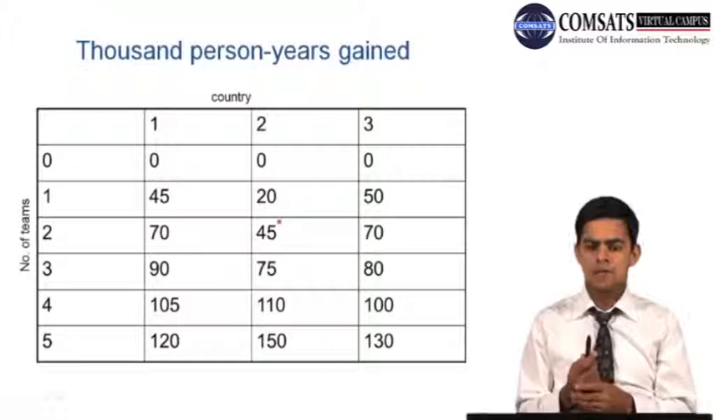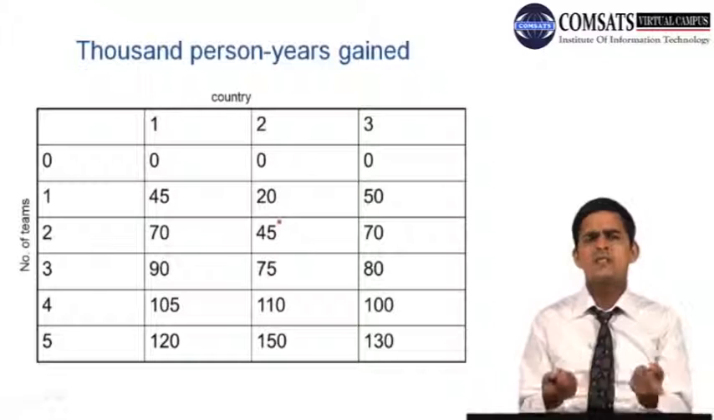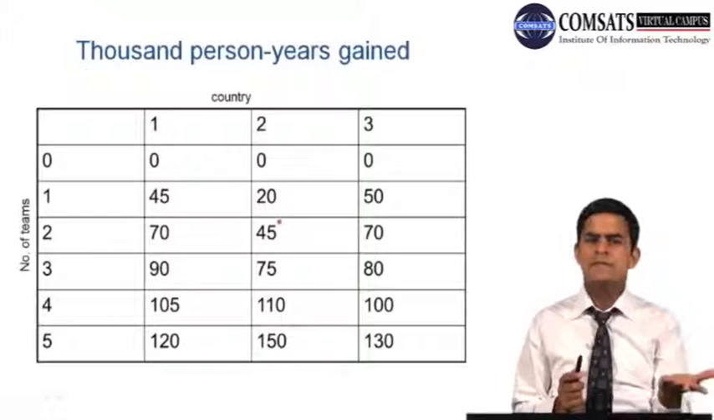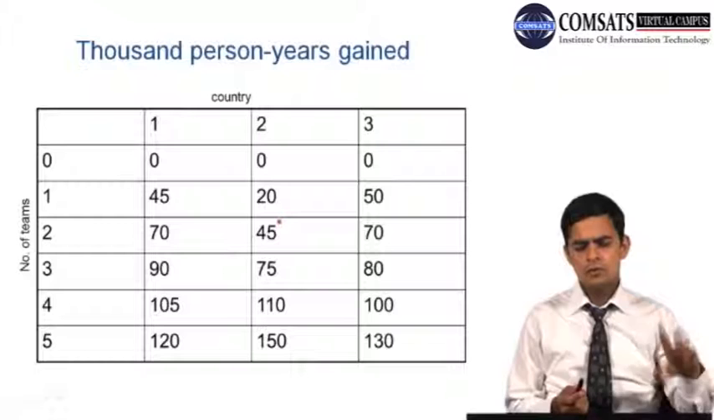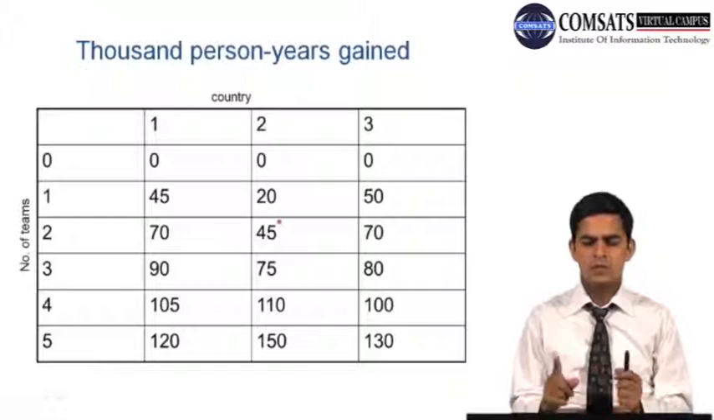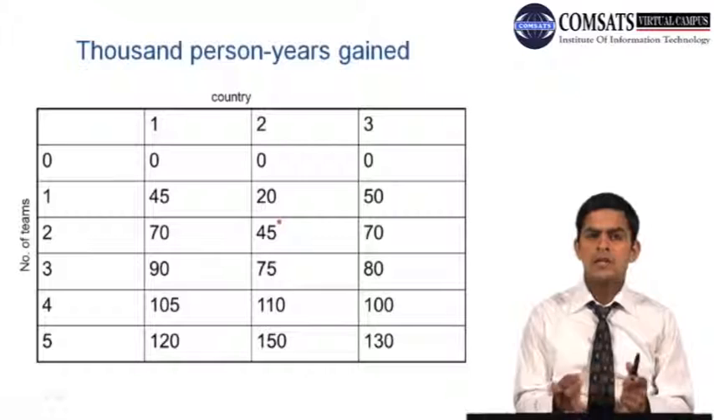Now, if you send 2 teams to country 1 and country 3, it's the same thing, okay? Because it will save 70 lives in country 1, and it will save 70 lives in, let's say, country 3, okay? But if you just move on to the last row, if you send all 5 teams to country 2, it will save 150 lives. Country 2, 150 lives. But country 1, 120 lives.